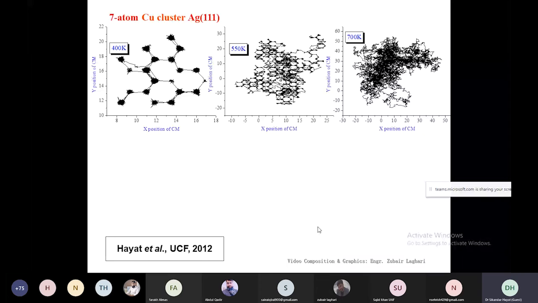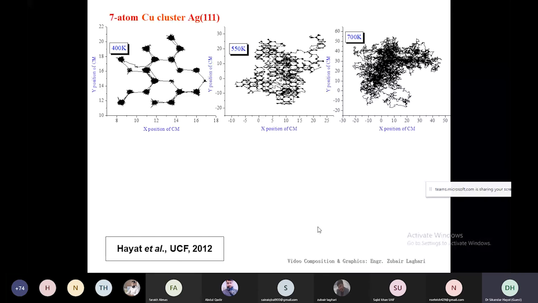Here is copper on the silver 11 surface, and the copper also shows the same behavior with the increase of the temperature. We saw here that the trajectory followed by the center of mass increases with the increase of temperature. It means that the diffusion rate increases with the increase of temperature. It also means there are a number of types of processes involved in the diffusion process.